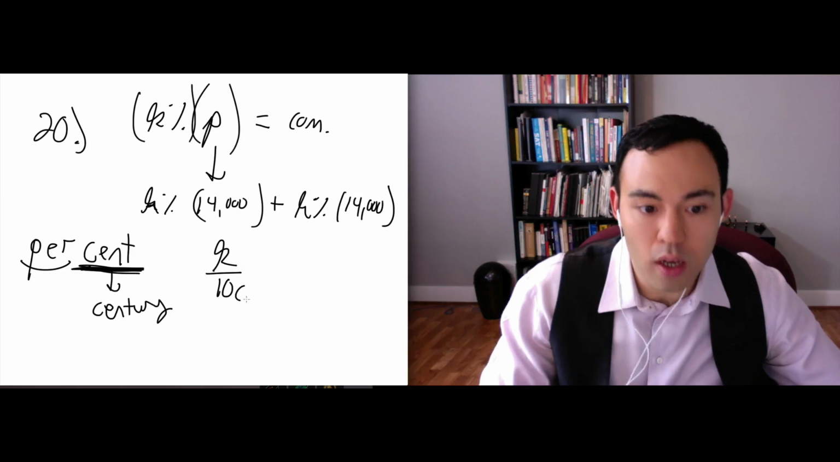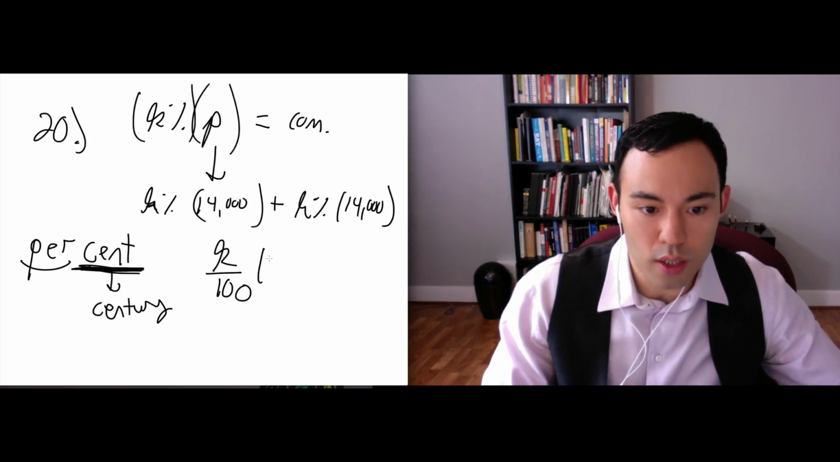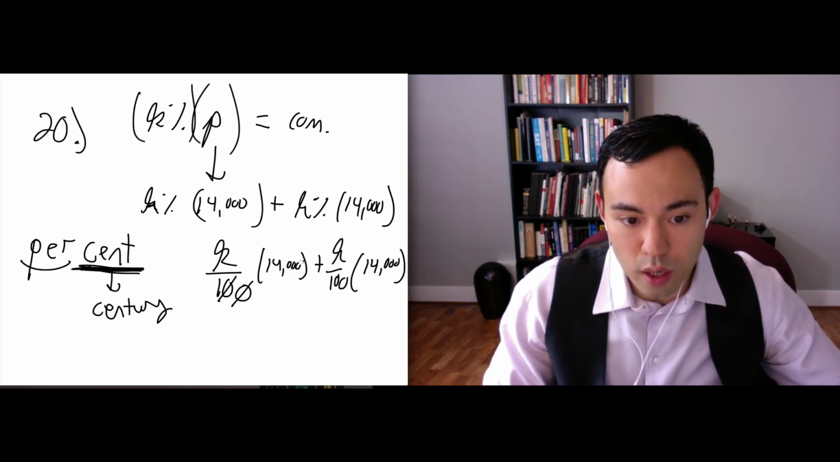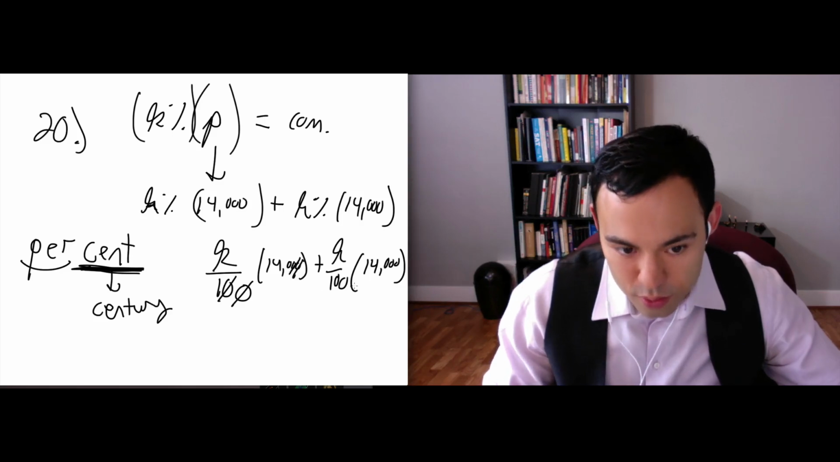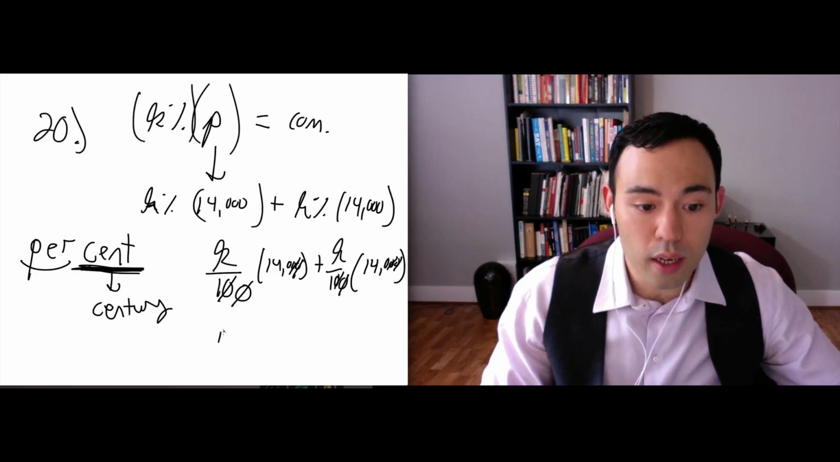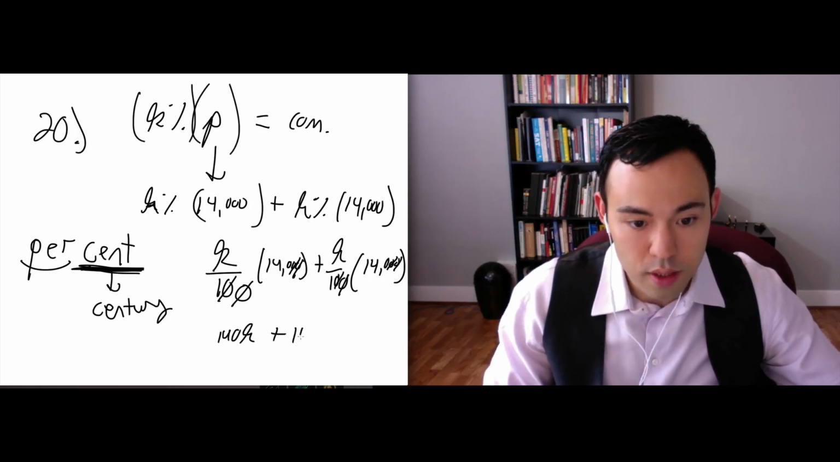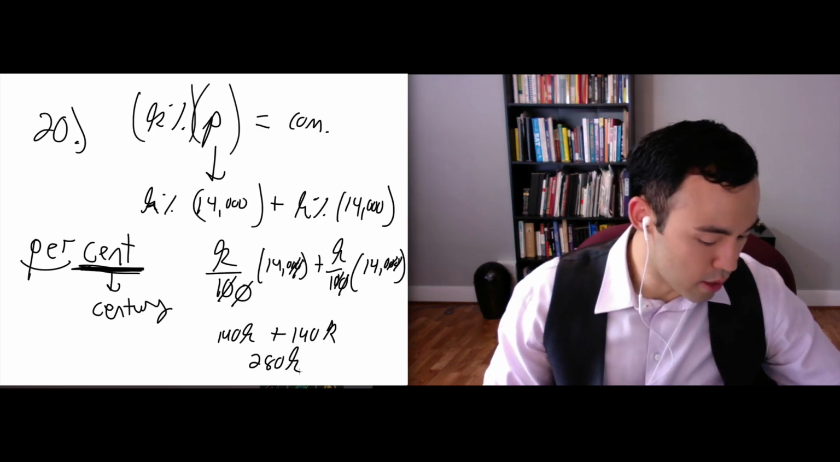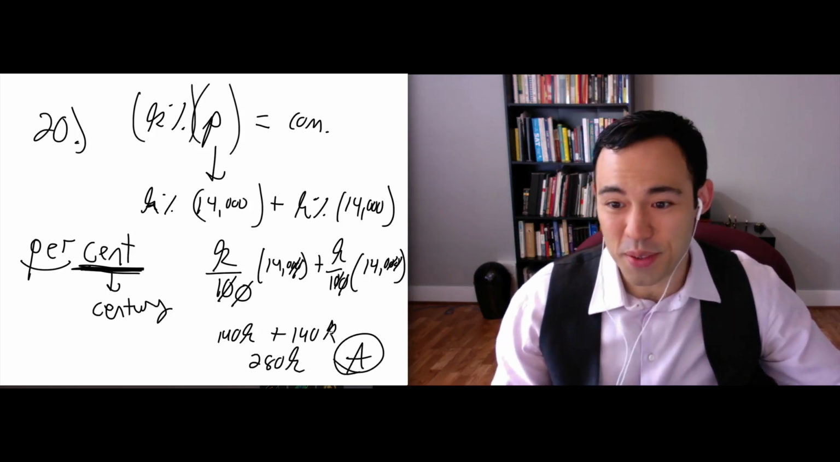It's per 100. So K over 100 of 14,000 plus K over 100 of 14,000, and we've got 2 zeros in the denominator. We'll knock out 2 zeros here, and so we've got 140k plus 140k, which equals 280k, and that is answer choice A.